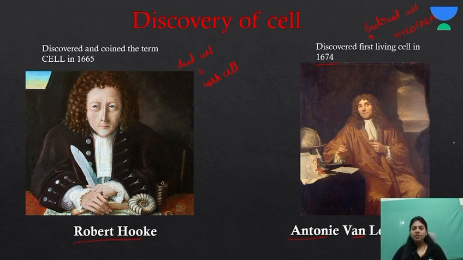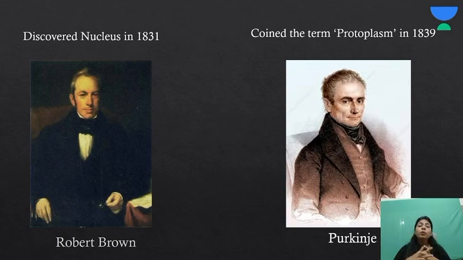Now, some more discoveries. The one who discovered the nucleus, the controlling unit of all the cell functions. The nucleus was discovered in the year 1831 by the scientist Robert Brown. Then came Purkinje, who coined the term protoplasm in the year 1839. So what is protoplasm? Protoplasm is the combination of nucleus plus cytoplasm. I hope you got it.